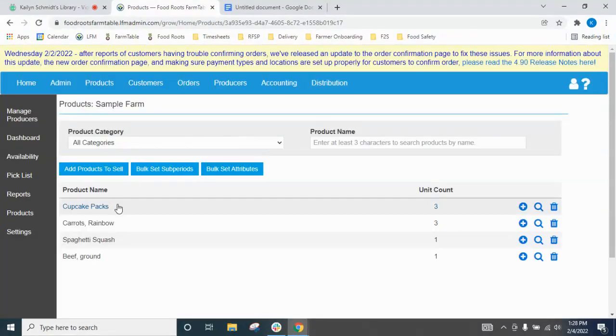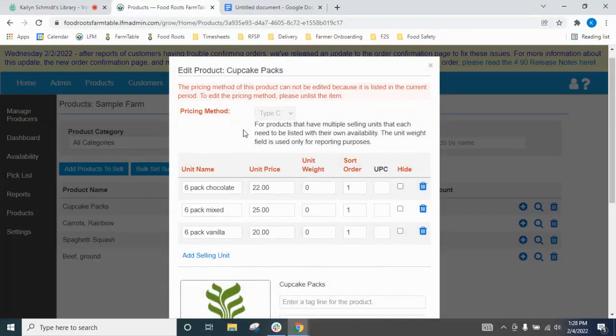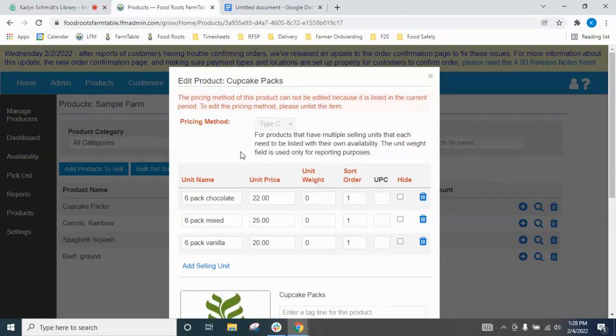The final pricing type is a type C, and that's used for something where you want to keep all of the products together online, but they pull from a different availability. So in this case, someone's going to click on cupcake packs to see that I have 3 different flavors: chocolate, mixed, and vanilla. I can set the unit prices however seems fitting, and I can leave the unit weight blank.